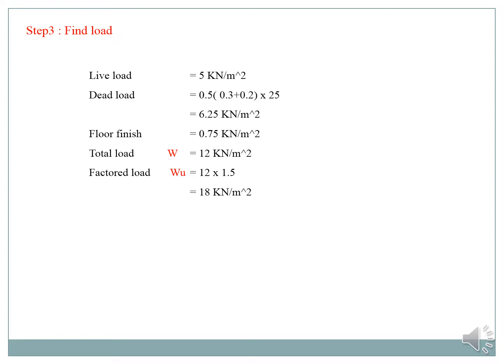So total load W is equal to live load plus dead load plus floor finish, which is 12 kN per meter square. The factored load is nothing but 12 into 1.5, where 1.5 is the load factor multiplied by the total load. So 12 into 1.5 is equal to 18 kN per meter square.